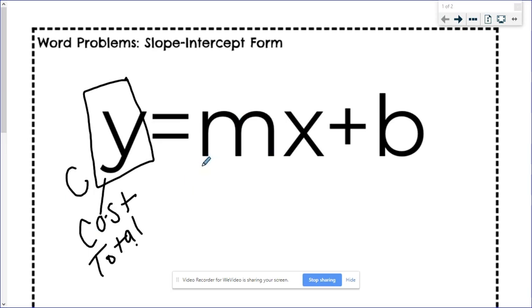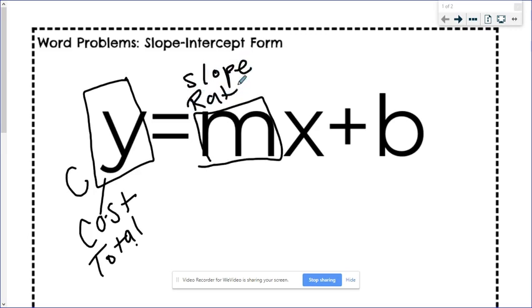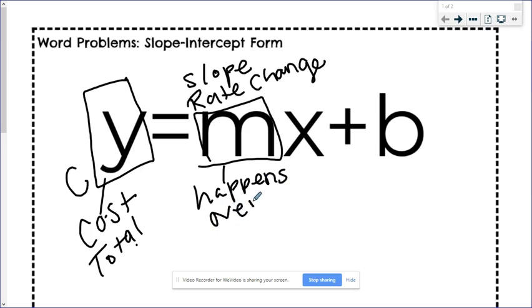Moving on, your M. We know that M is the same thing as slope. And we also know slope is the same thing as rate of change. When we're talking word problems, this number is going to be a number that happens over and over again. Depending on what you're talking about, it might be something that happens monthly or hourly or daily, but something that's going to happen over and over and over and over again. So that's what your slope is going to represent.